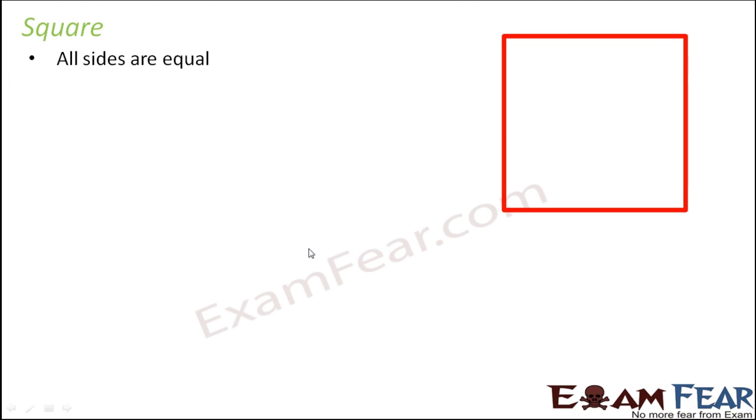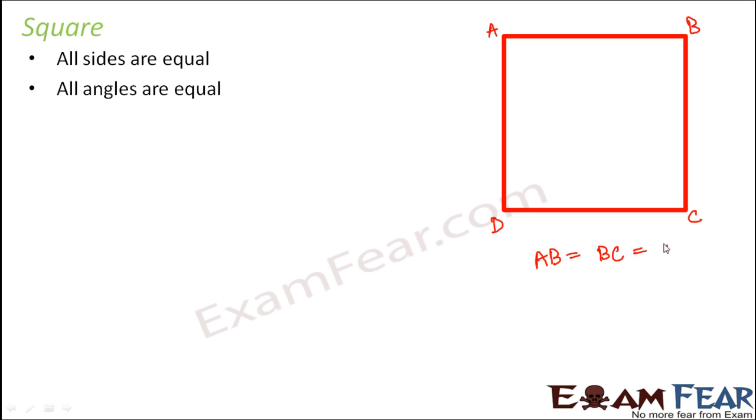Square. Now square is another wonderful thing. Here all the sides are equal, all angles are equal. Pretty simple to remember, everything is equal. If ABCD is a square, in that case AB is equal to BC is equal to CD is equal to DA. And also angle A is equal to angle B is equal to angle C is equal to angle D is equal to 90 degrees. So each angle is 90 degrees and all sides are equal.